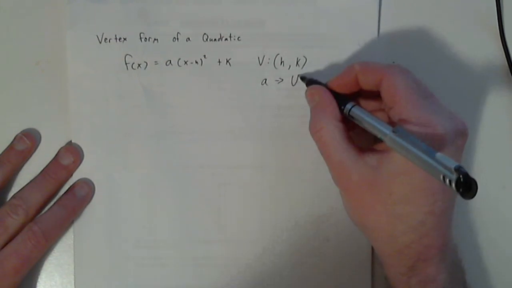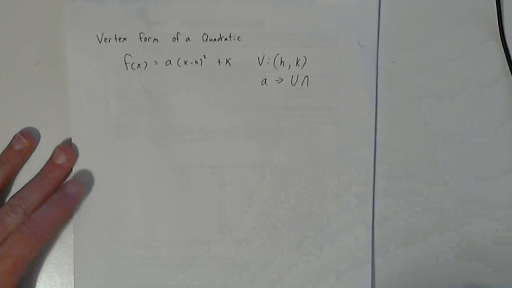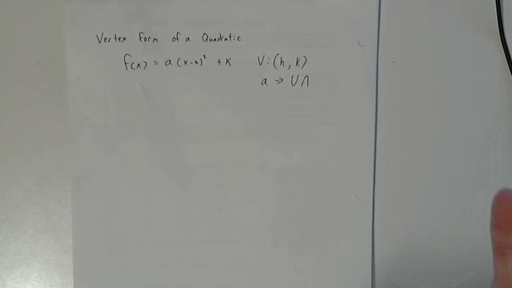So this implies whether it opens up versus it opens down, and it also implies the vertical stretch or vertical compression, so how steep or how flat it's going to be as well. So if it was an a of 0.01, it would be a really wide but upward-facing parabola, and if it was a of, say, -7, it would be aiming downwards and it would be really, really steep.